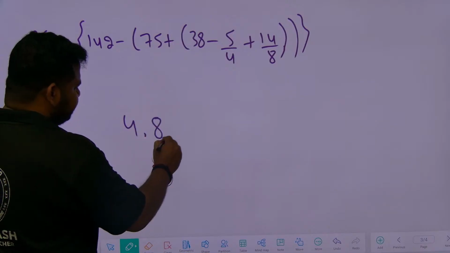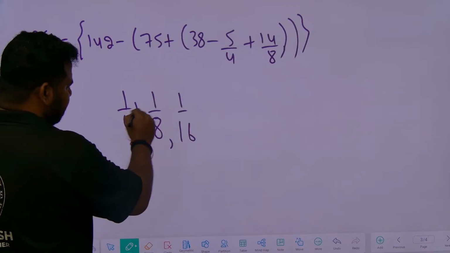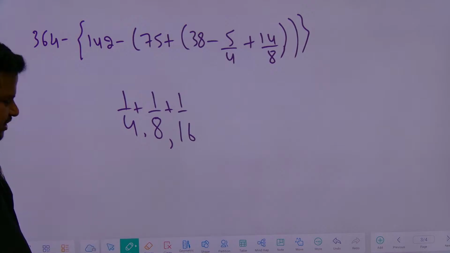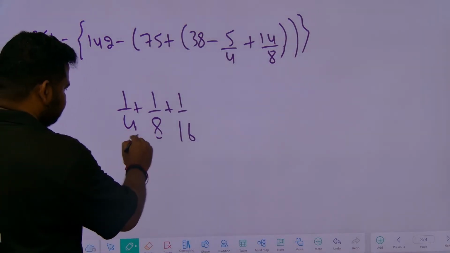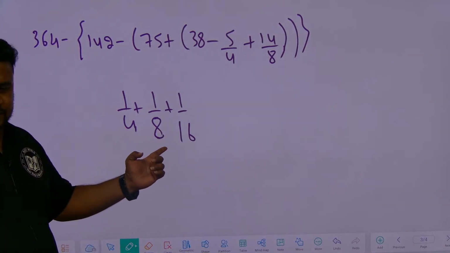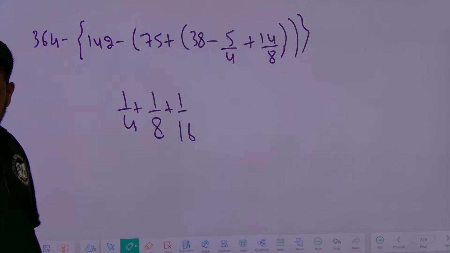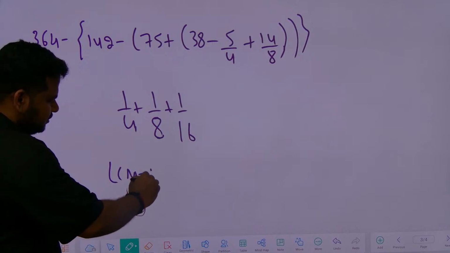4, 8, 16. That is 1 by 4, 1 by 8, 1 by 16. We have to add, so we have to first find what? LCM, definitely. Commas won't come. We have to find LCM. Which is the bigger number out of this? 16. Will 4 divide 16? Will 8 divide 16? Yes. So LCM is 16.